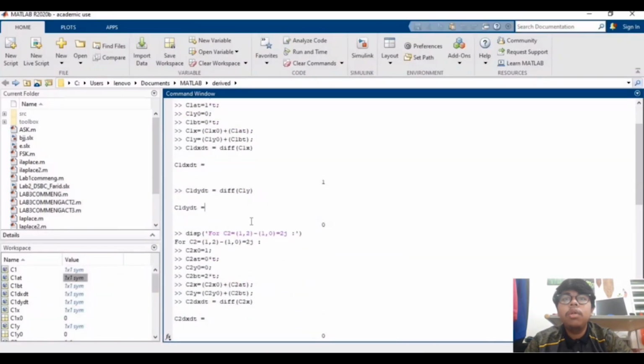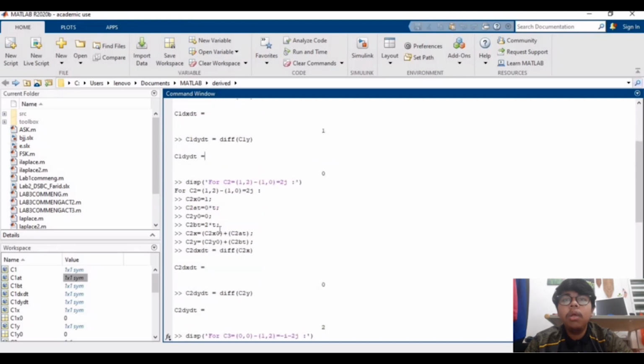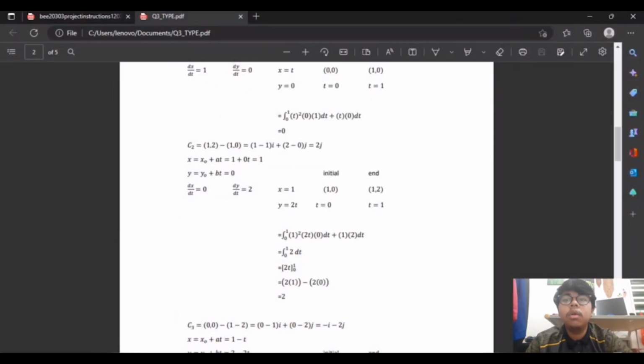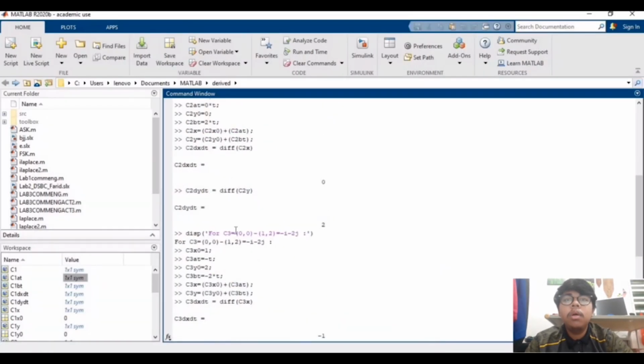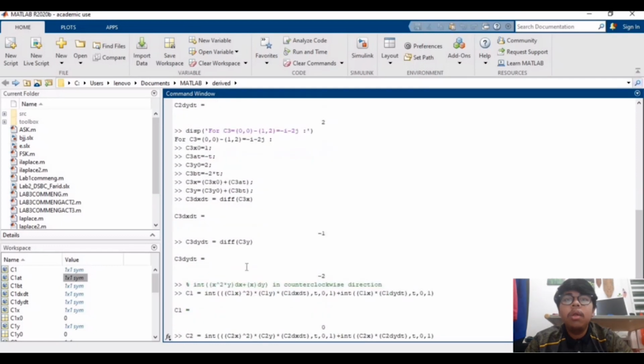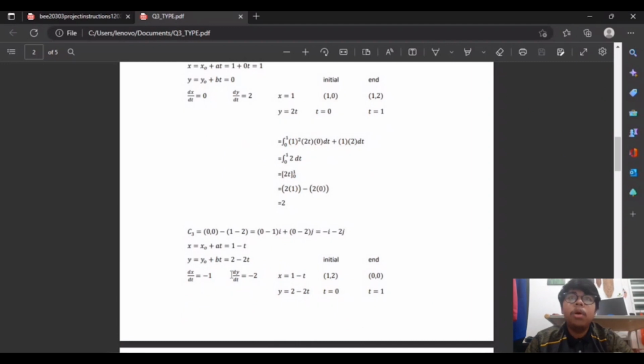It's the same for C2, where we need to display the coordinate 1, 2 minus 1, 0, and we get the 2j. In the coding, the dx/dt for C2 and the dy/dt for C2 are 0 and 2. Same answer as in the manual calculation. Next is C3. We display the coordinate 0, 0 minus 1, 2, where we get minus i, minus 2j. The dx/dt for C3 is minus 1, and the dy/dt for C3 is minus 2. Same as I get in the manual calculation.